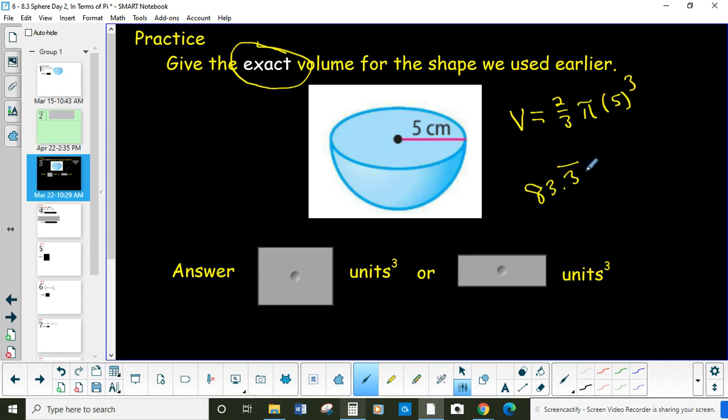It's 83.3, but not really. It's 83.3 repeating times pi. So that's what in terms of pi means. We don't punch it in the calculator. We kind of treat it like an x, okay?